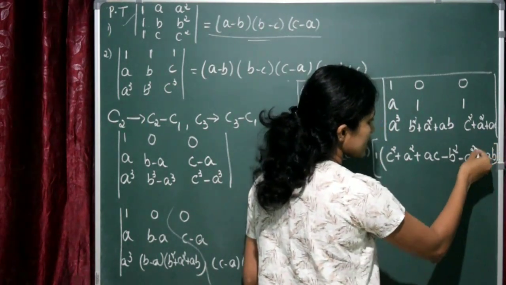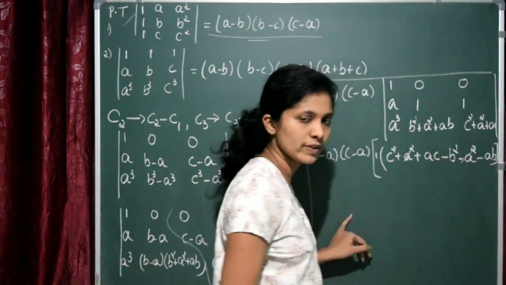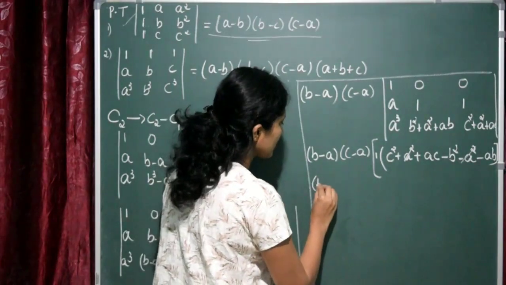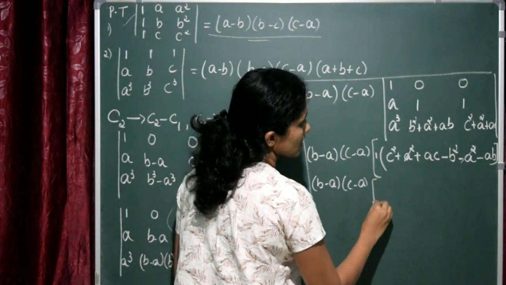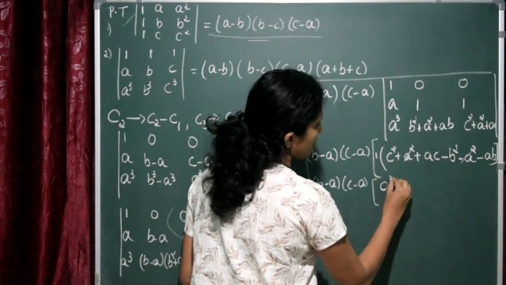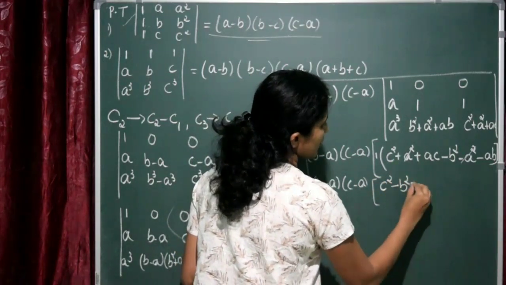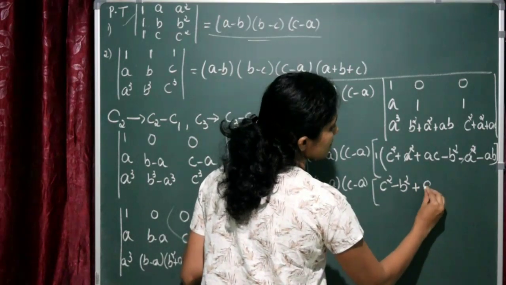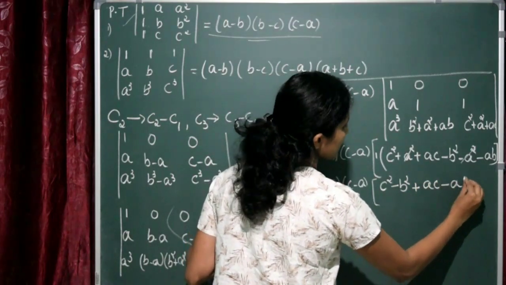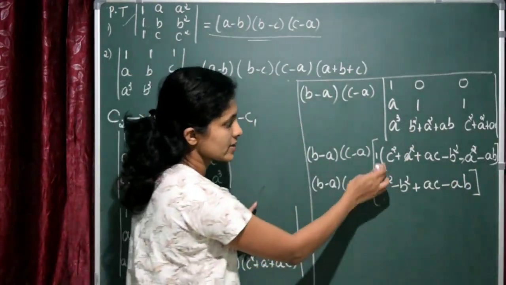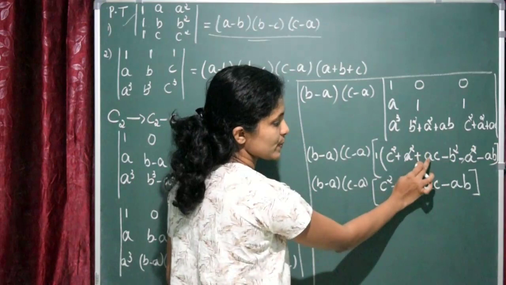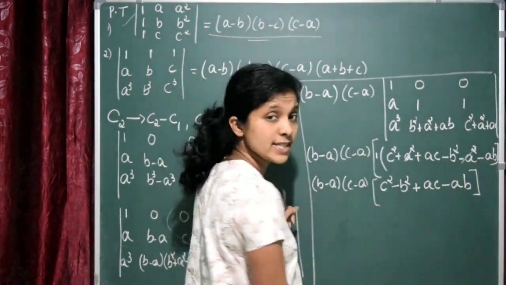So which one will get cancelled? Minus a square and plus a square will get cancelled. Remaining here b minus a into c minus a. So this is now c square minus b square is there, right, plus ac and minus ab. So clear? Plus ac and minus ab. Just arrange this one: c square minus b square plus ac minus ab.